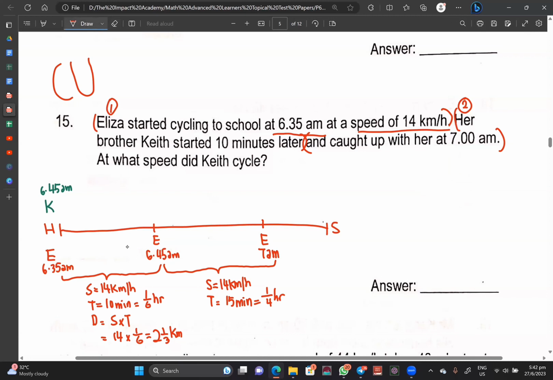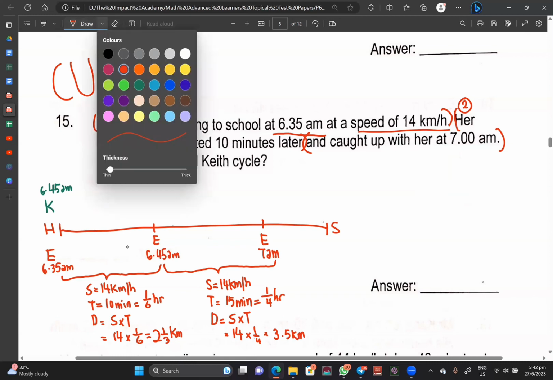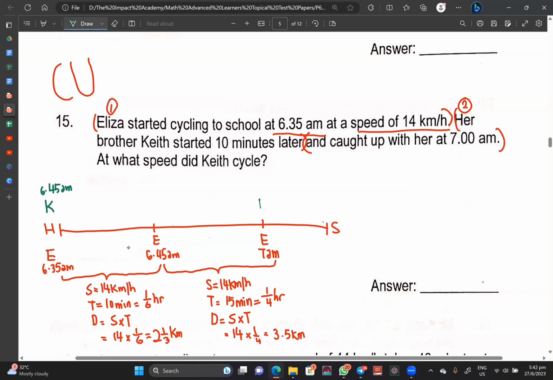Now I can quickly find out my distance. Same thing, S times T. S is 14, T is 1/4. When you do 14 times 1/4, you get an answer of 3.5 kilometers. This is the distance from this point to this point. Now let's look at Keith. Where exactly is Keith? Keith is now here.